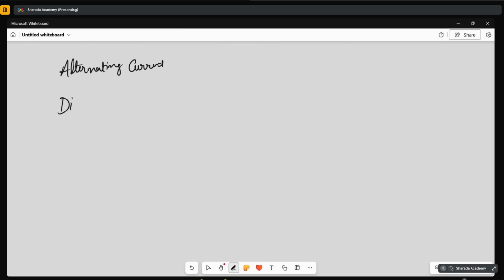Another one is the direct current. One is alternating current, second one is the direct current. And in our home appliances, from the power station to the main switch, whatever we are getting, the current is the alternating current, and its frequency is 50 hertz.